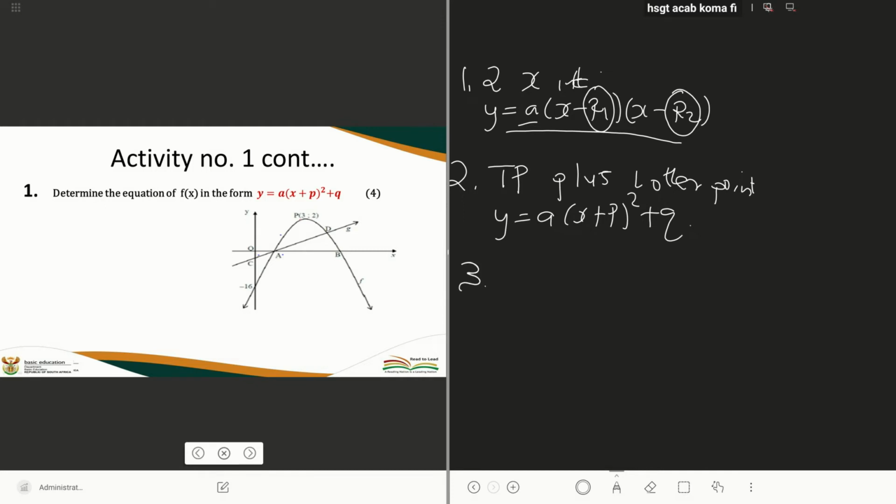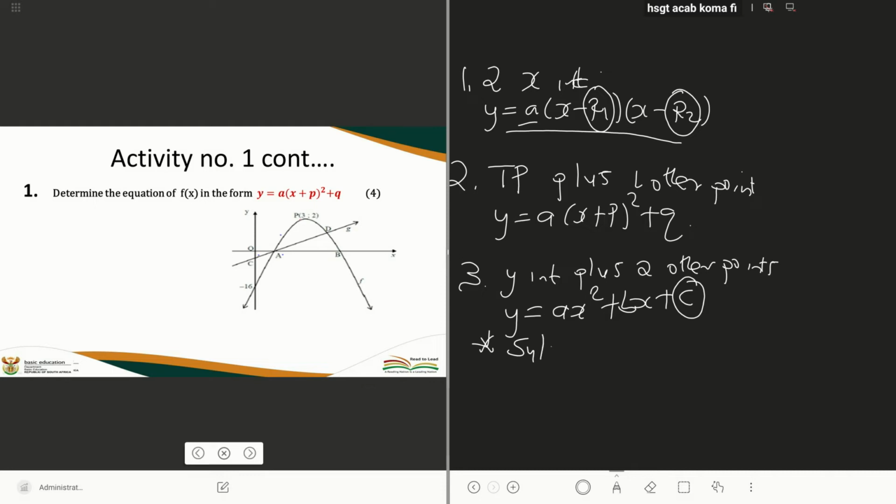Now in case you are given the y-intercept plus two other points, then you can simply use the standard form, y is equal to ax squared plus bx plus c. Remember, c is the y-intercept of the function. But in this case, you also need to use simultaneous equations. Don't forget, you need to use the simultaneous equations because you will have two unknown variables when you substitute your two given points.